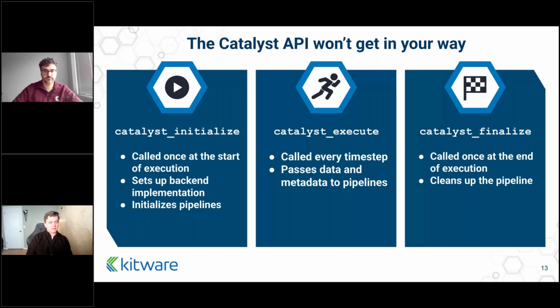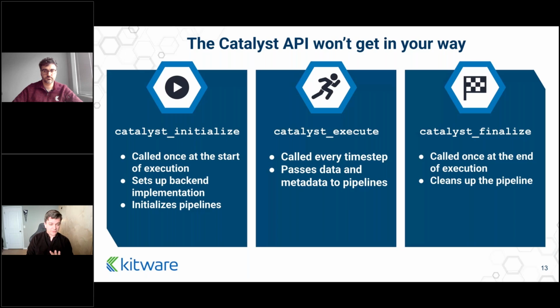Catalyst execute is really where all of the work happens. This is something that you can call every time step within your simulation, and this takes a description of your data as it is in memory and passes that along to a Catalyst pipeline. Within that Catalyst pipeline, which is user specifiable, and we'll get to that later in this presentation, you'll be able to perform analysis and visualization without actually copying your data. It's simply a description that is passed from your simulation to the pipeline.